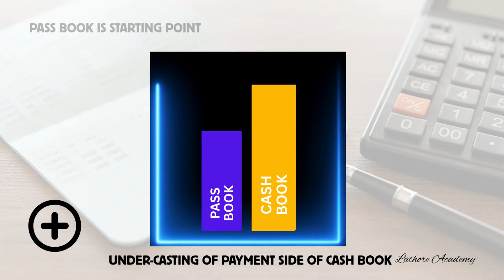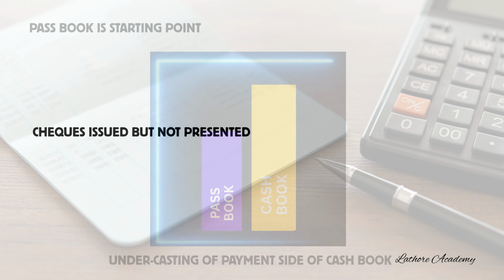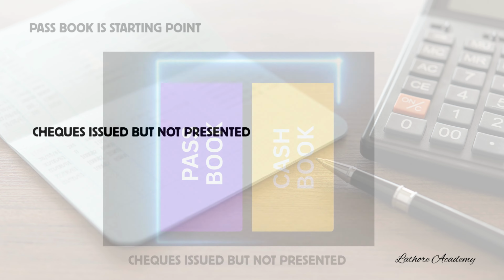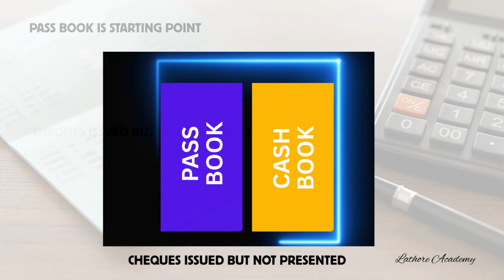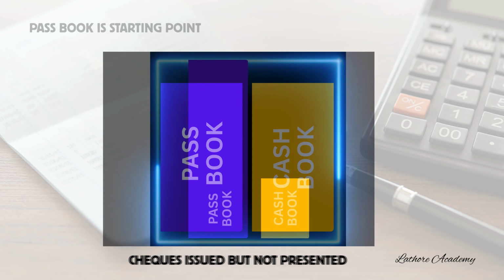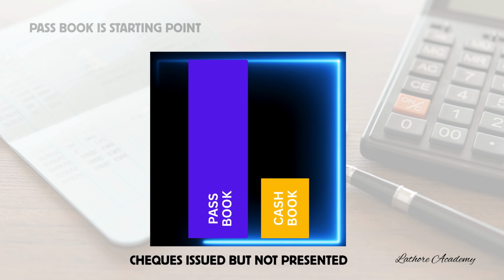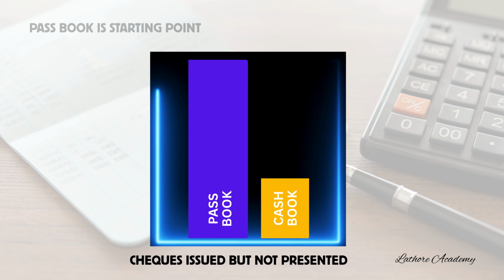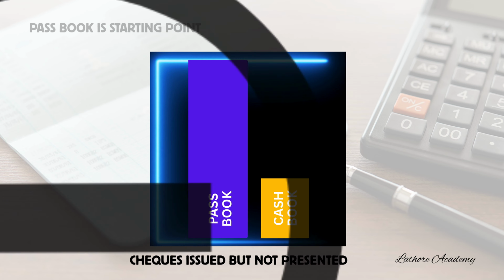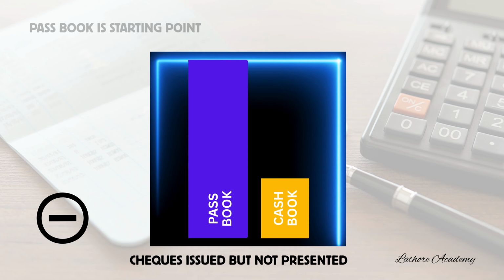Moving on to the transaction, checks issued but not presented. Since you have issued and recorded a check in your cash book, which reduces your cash book balance, but the recipient hasn't cashed it yet, the passbook remains higher, so we have to subtract this unpresented check.